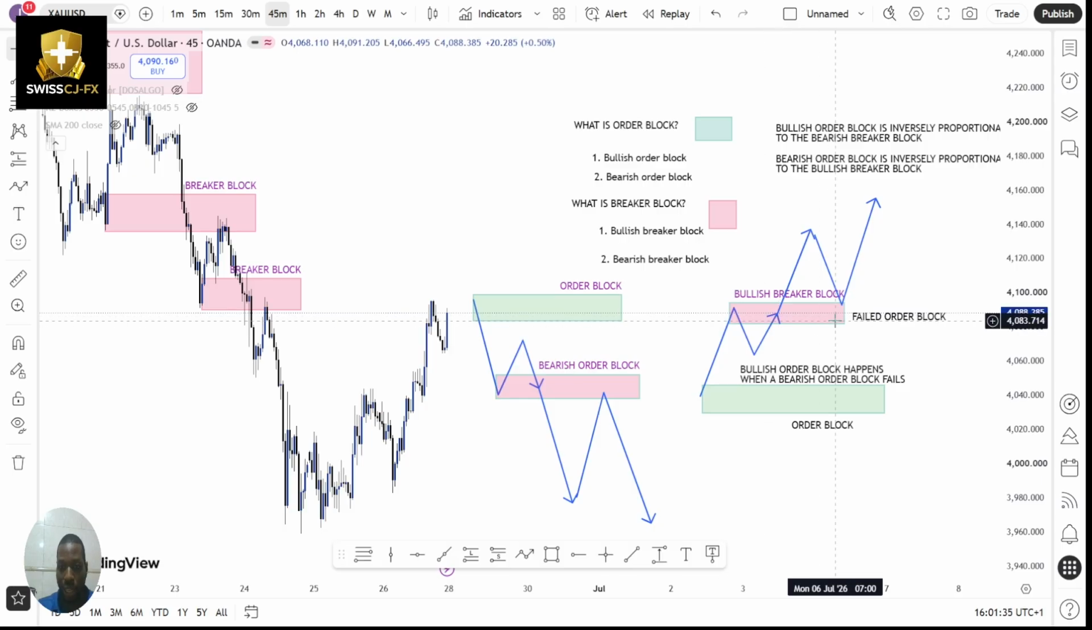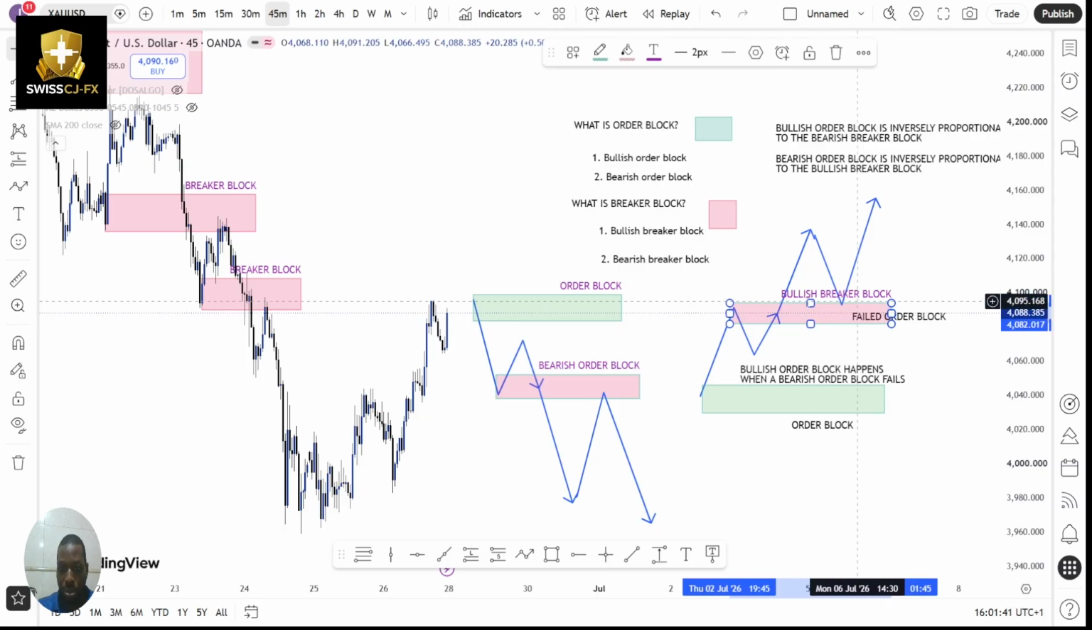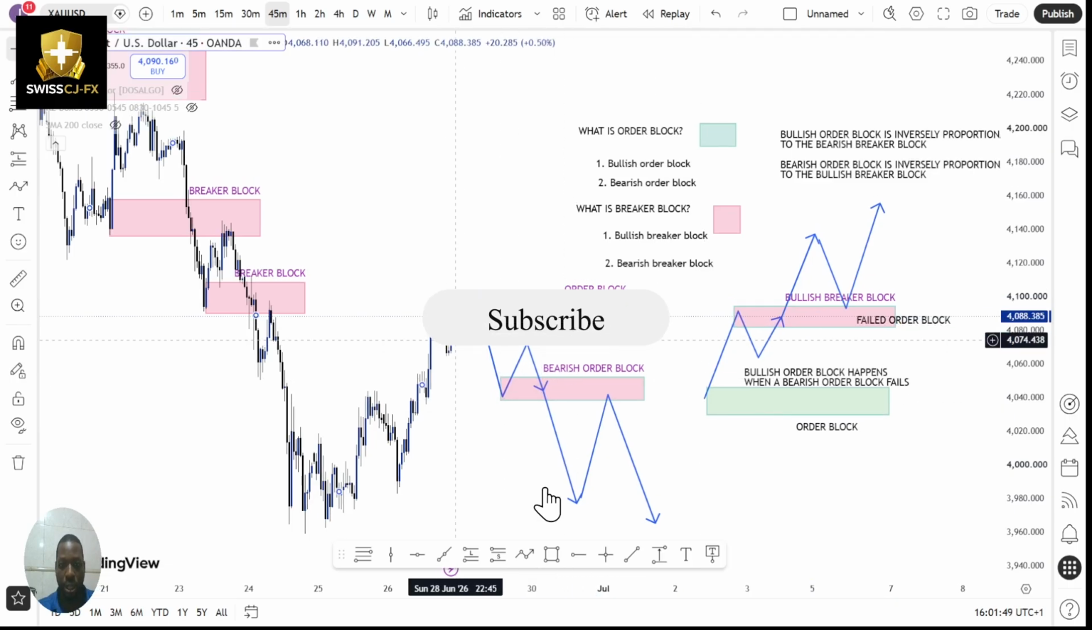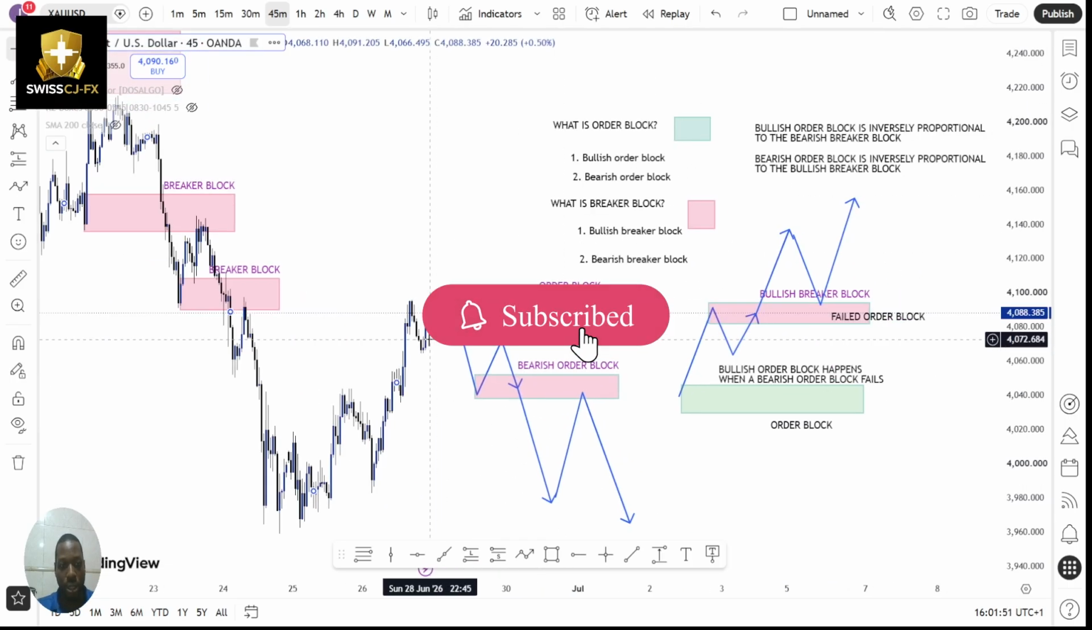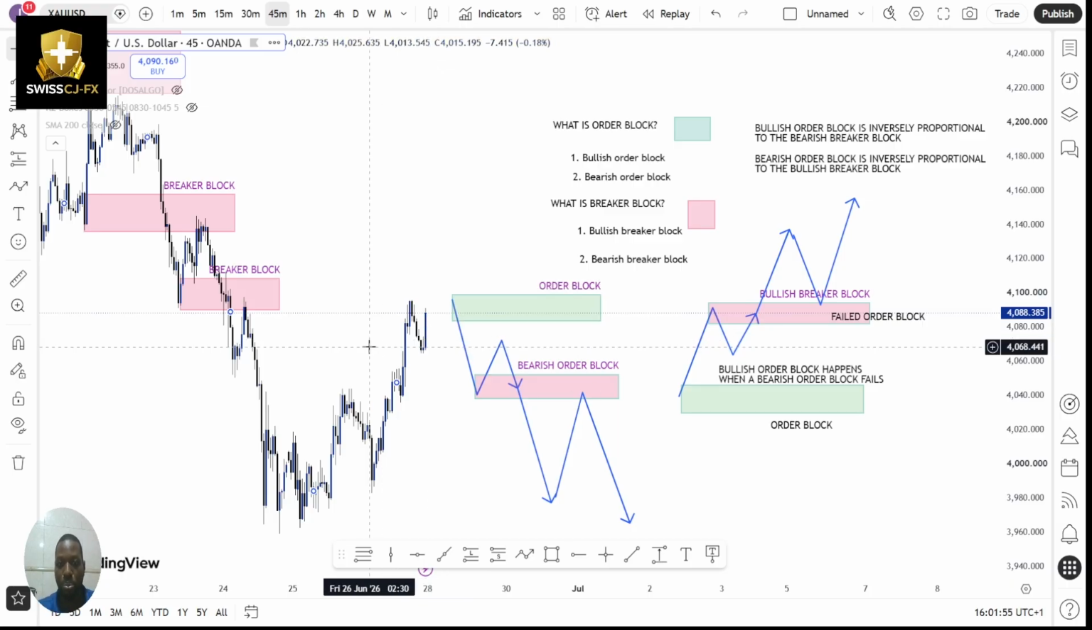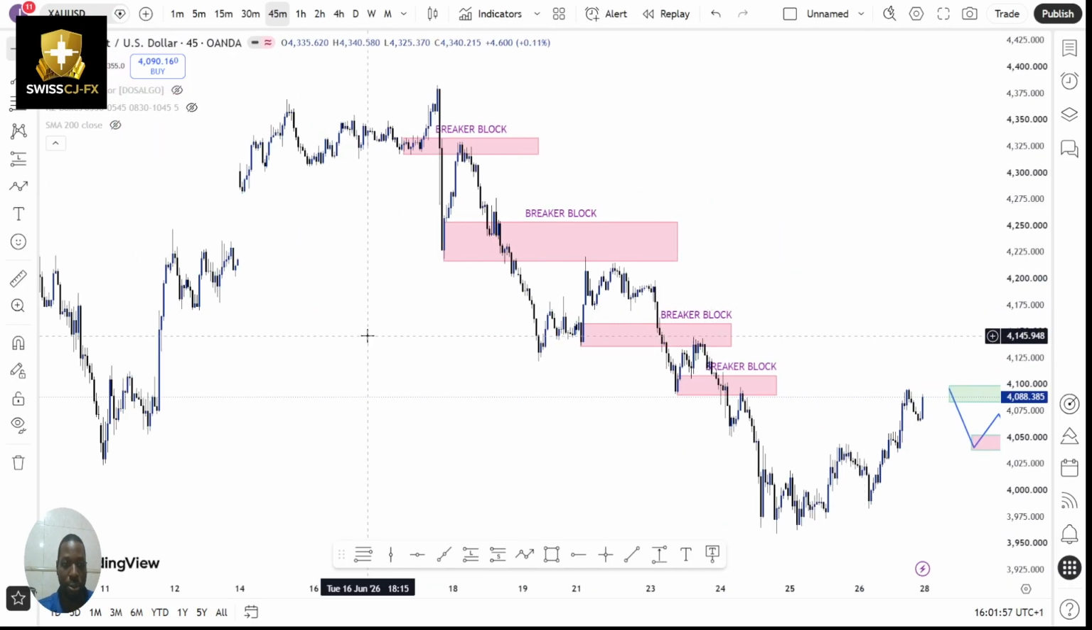So it is required that if you are taking orders, you're going to take the order from this failed breaker block, right, before price moves to the right direction, right? So then let us go to the charts and let us see how we can identify the order block and the breaker block.